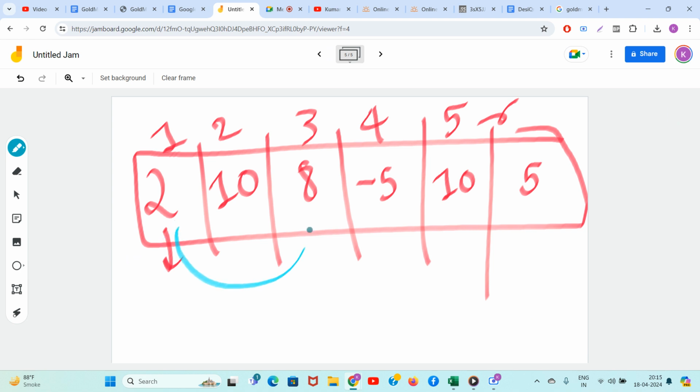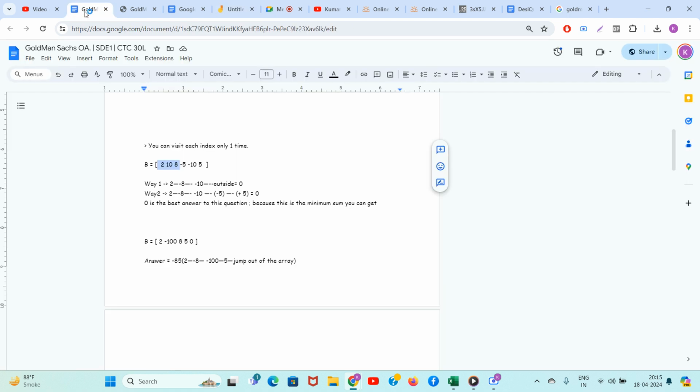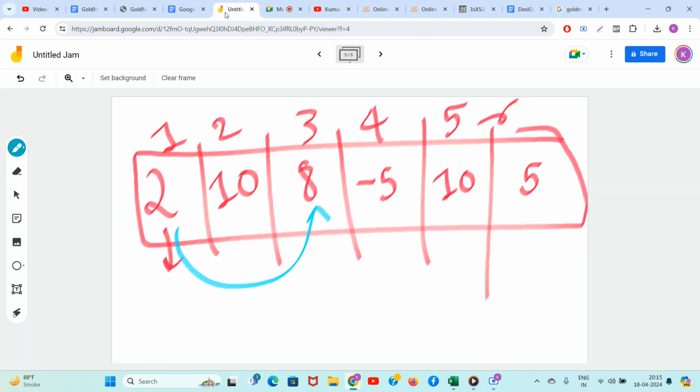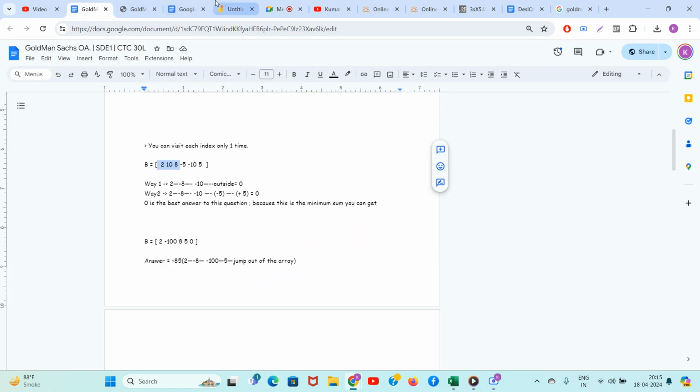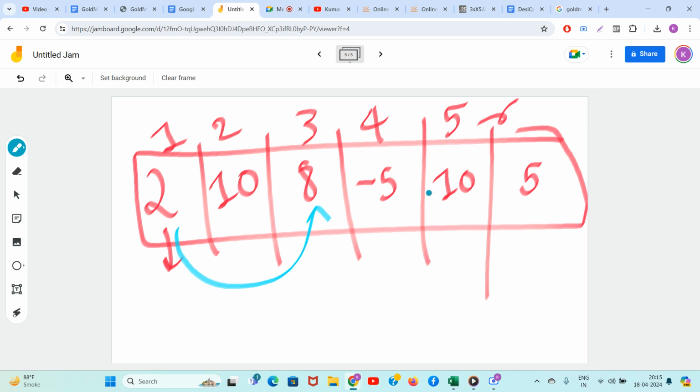You can jump from here to here. Then what you will do? Let me check what was given. 2, 10, 8. So it is what? Acha, it is minus 5, minus 10. Guys, this is minus, huh? So now you can jump from here to here. 2 to 8. Then 8 to minus 10.